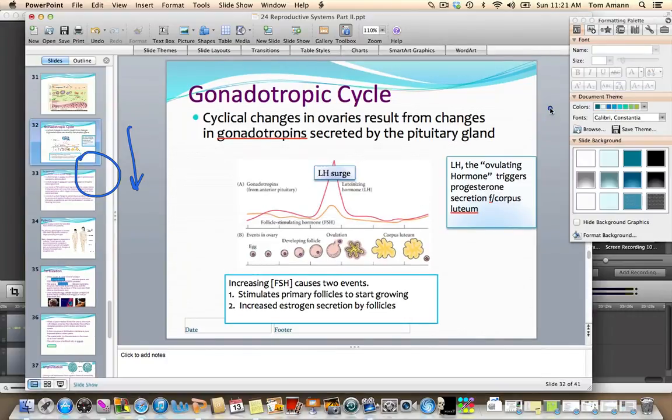So I hope this helped you understand the basics of the female reproductive system. It is complex, it is complicated, but with enough review and reading and focus and time, it will make sense.